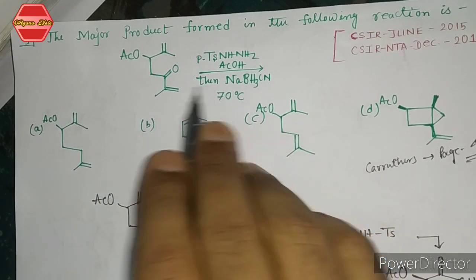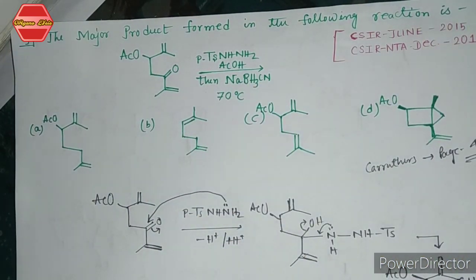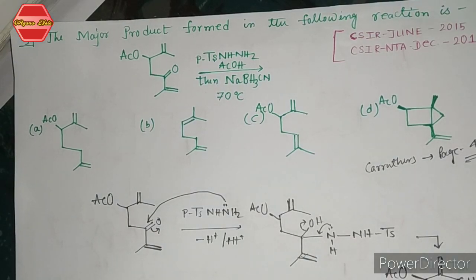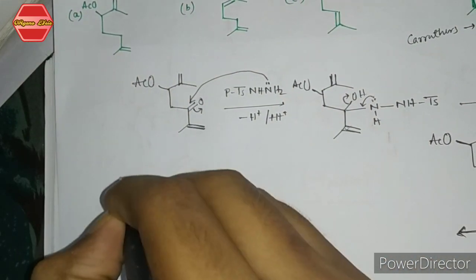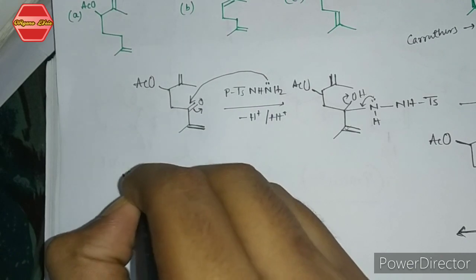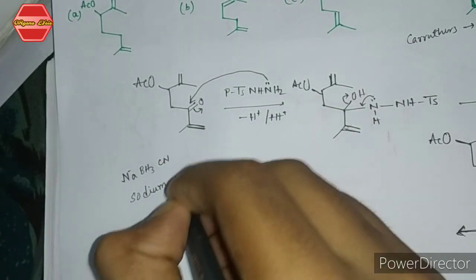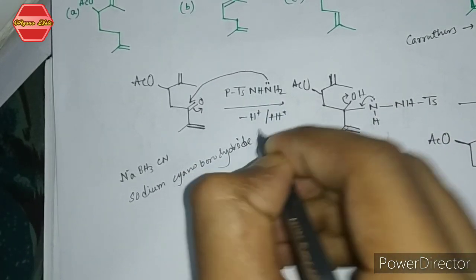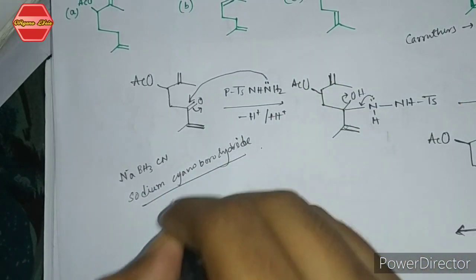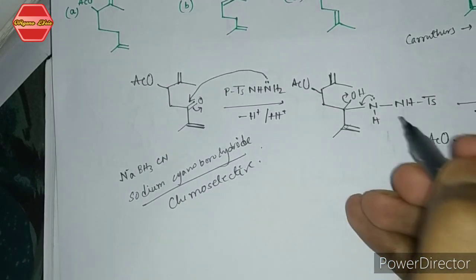Now you have been given this reagent, sodium cyanoborohydride. This is a very important reagent in reagent chemistry, and it is also a chemoselective reagent. I am writing it here: sodium cyanoborohydride. So this is very much chemoselective. Why am I saying it's chemoselective?